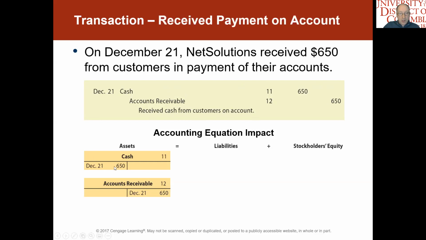Under assets, because both cash and accounts receivable are assets, I increase my cash by $650 and reduce my accounts receivable by $650. The accounting equation is still in balance. I'm netting out my assets.